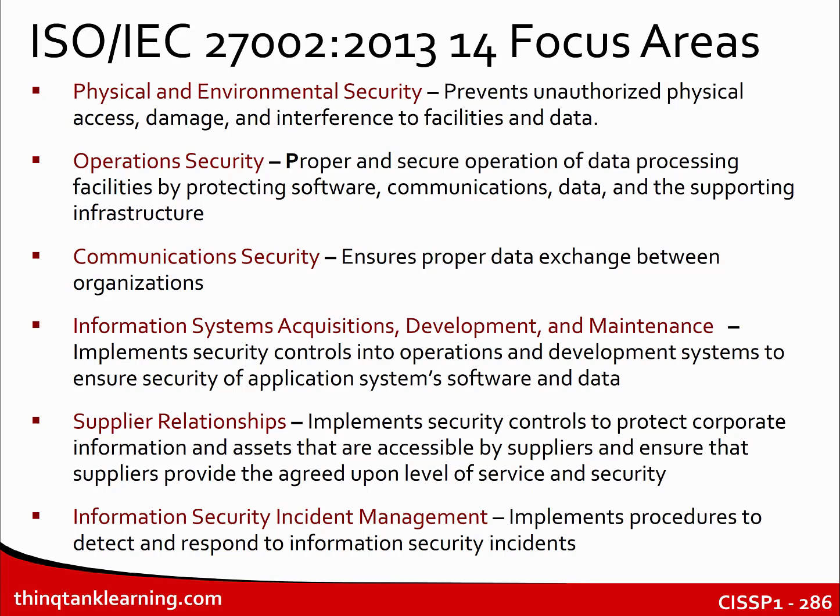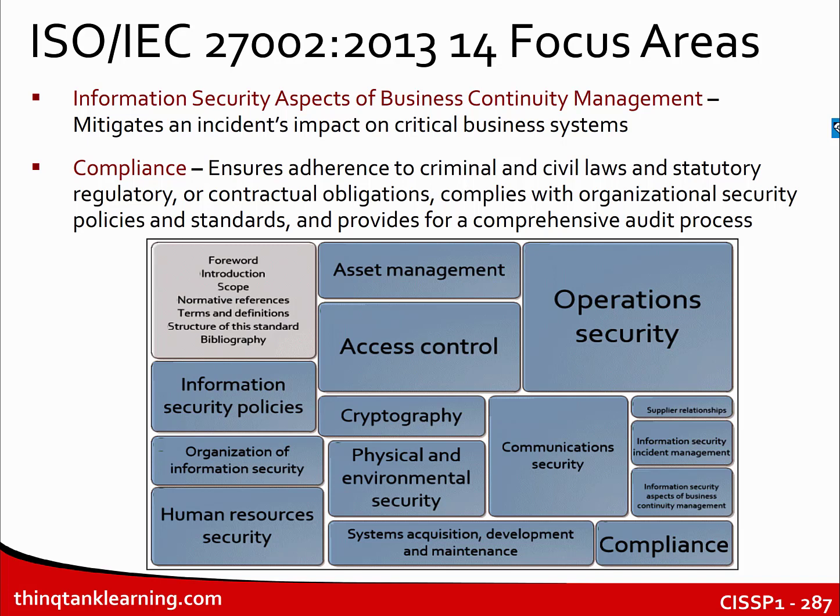7 controls there. System acquisition, development and maintenance, which implements security controls into operations and development systems to ensure security of application systems, software, and data. 13 individual controls there. Supplier relationships, 5 controls there. That's supply chain management, basically. Information security incident management, 7 separate controls there. As you can see, we didn't list all of those specifically. Information security aspects of business continuity management, 4 controls there, and incident impact analysis and lessons learned and so on. And then finally compliance, meaning policies, external requirements, laws, anything that drives policy, we're going to understand. 8 individual controls there. And then here's a pretty diagram that shows all of those elements.